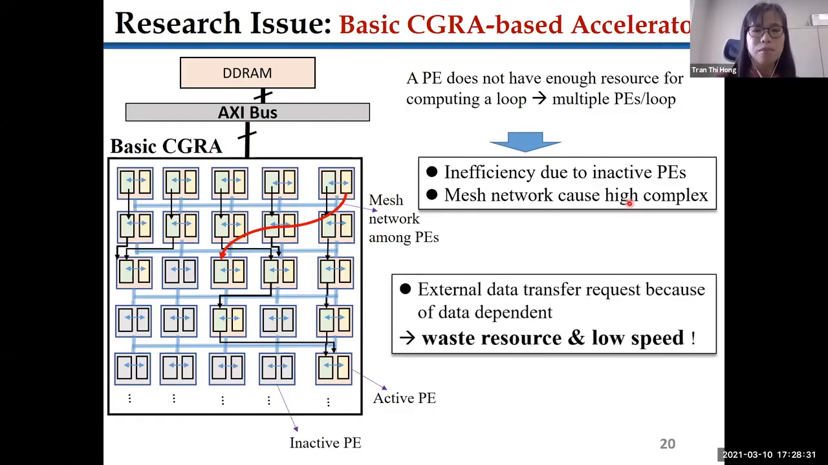And the next problem is the data dependence. When we connect several PEs, because of the data dependence, the calculation inside this PE requires data from the previous PE, which is impossible. Therefore, we need data transfer requests many times. That costs resources and gives low speed. That's the disadvantage of the current CGRA-based architecture.